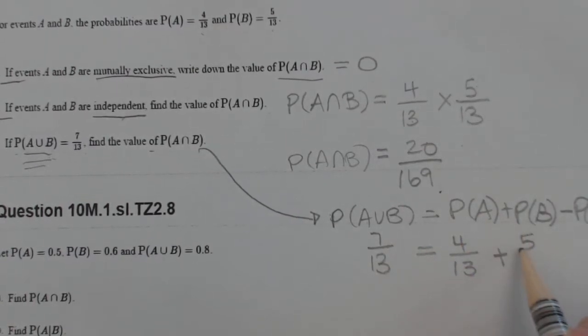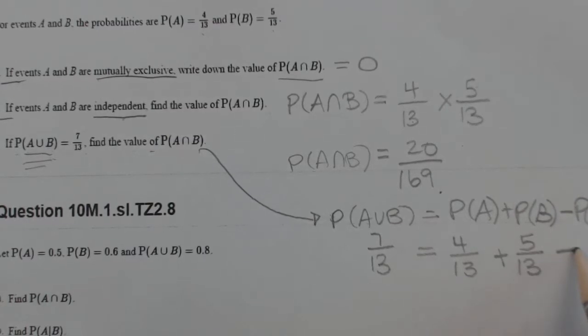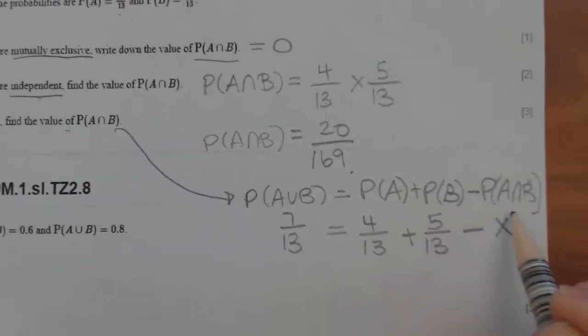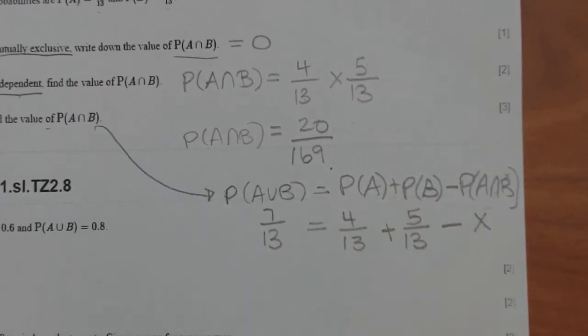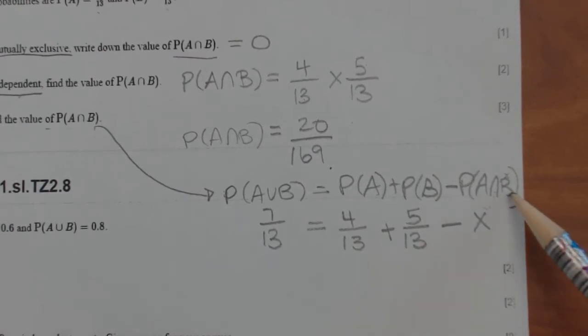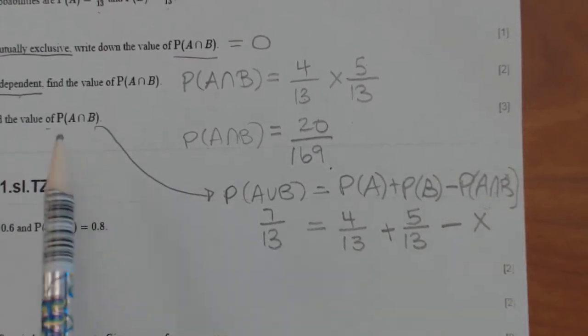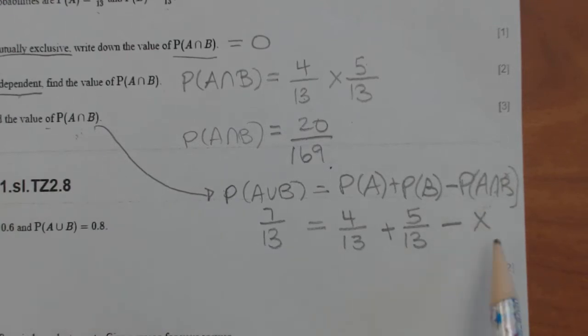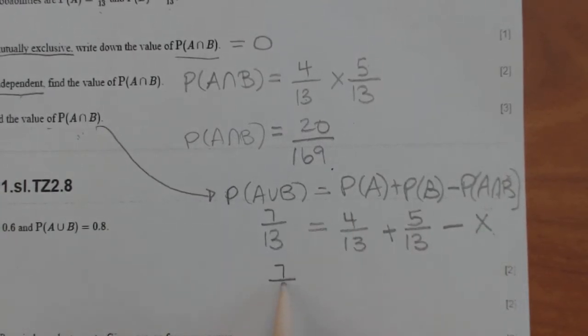We add that to the probability of B, which we know, 5 out of 13, minus, and I'm going to make this X right here. I'm going to make that X because this is what's missing. That's what we have to find over here. This is what they want us to find. So I'm just going to label that variable X. That's our unknown. So now we're just going to do our algebra.